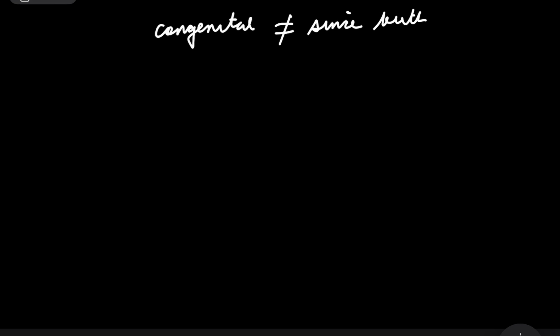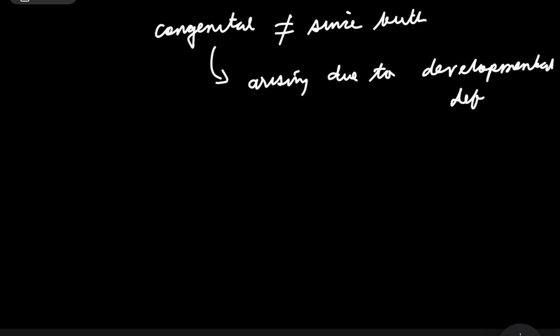So anyways, congenital means any pathology which is arising due to a developmental defect. Developmental defect means development of what? Development of the fetus, development of the embryo. That is during the gestational period, when organogenesis is taking place, due to some mutation maybe, some developmental defect is taking place. And that developing into a pathology later is known as a congenital defect.